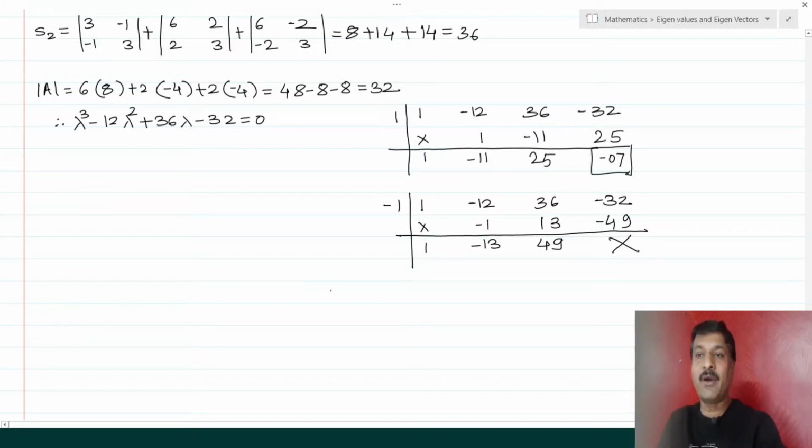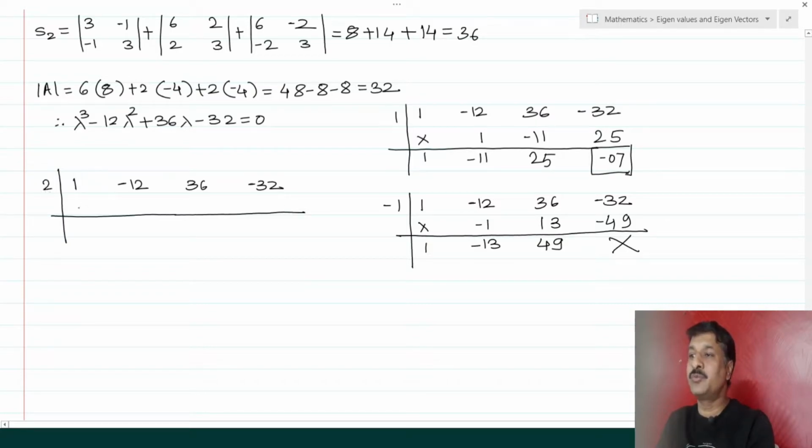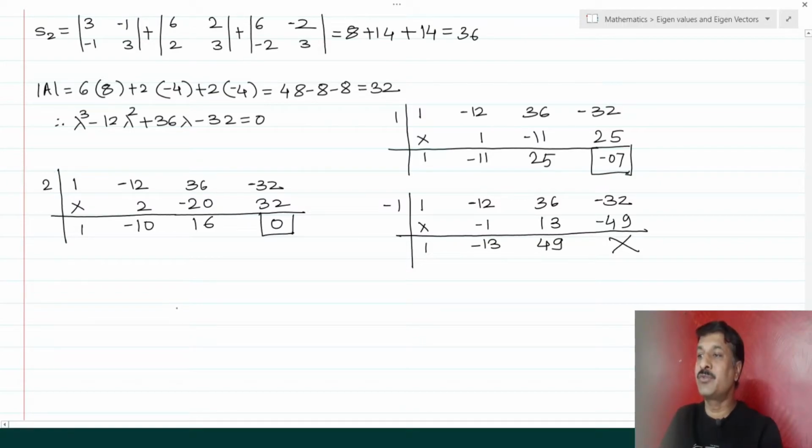Now you try for 2. So coefficients again 1, minus 12, 36 and minus 32. Now try for 2. So 1 as it is. So 2 into 1 it is a 2. So minus 10. 2 into minus 10, minus 20. So 16 and 1, so it is a plus 32. So I am getting 0 here. It means that lambda equal to 2. First value is lambda equal to 2.